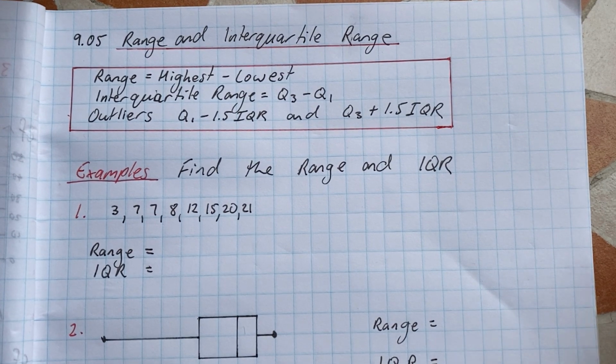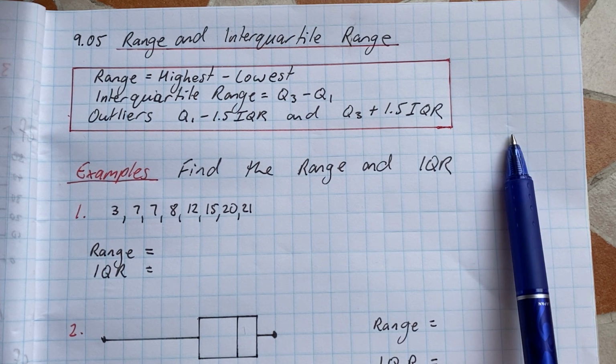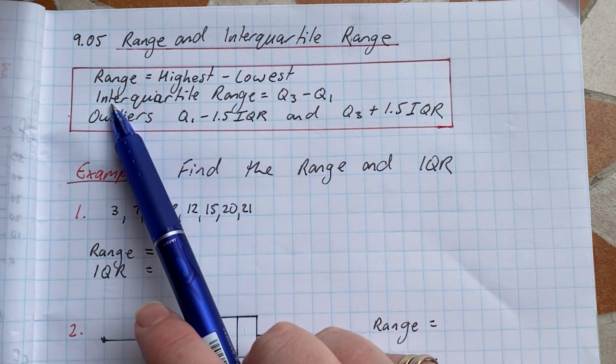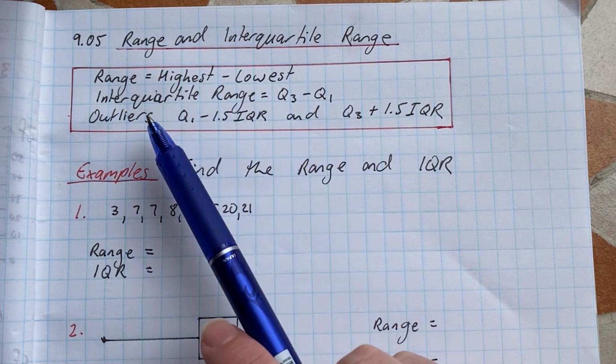Exercise 905 is about the range and interquartile range. It also talks about outliers in a bit more detail. So we should already know the range is the highest score minus the lowest score. The interquartile range is the upper quartile minus the lower quartile.